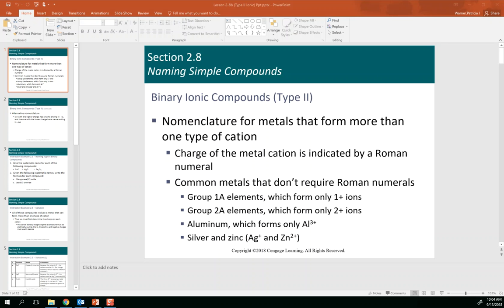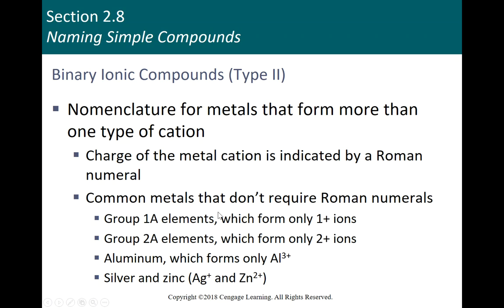Welcome to lesson 2.8b. Today we're going to look at naming type 2 binary ionic compounds, and type 2 binary ionic compounds will contain metals or metal ions that can form multiple cations. So the charge of the metal cation is indicated by a Roman numeral in the name.